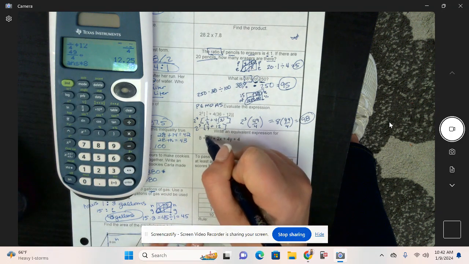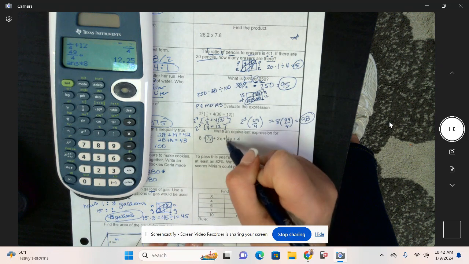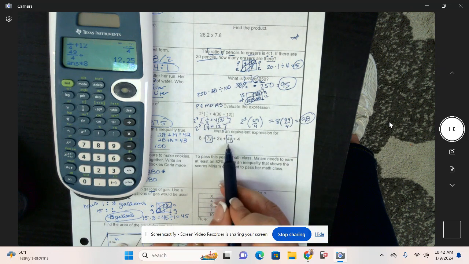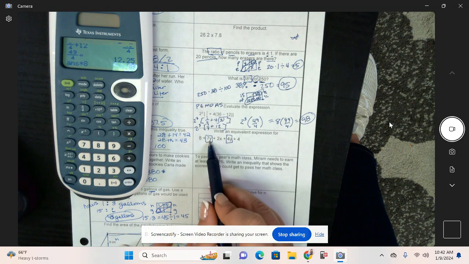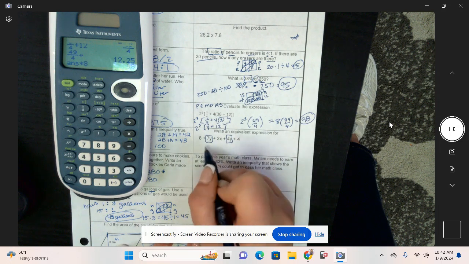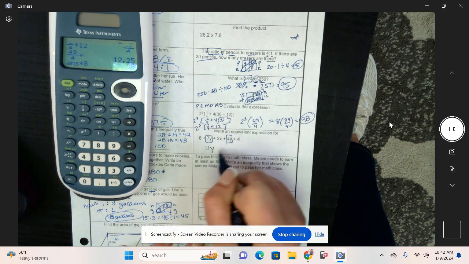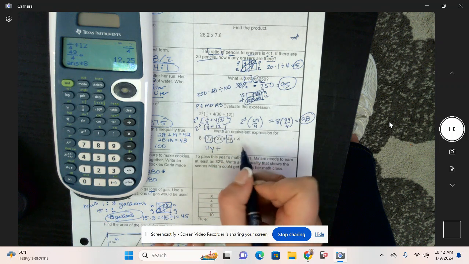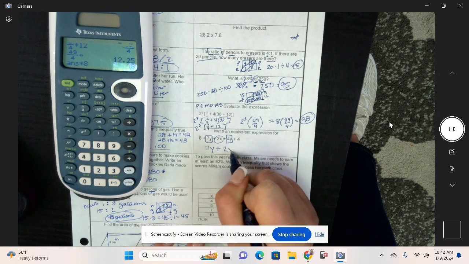So right here, I have 7y and I have 4y. Those two can be combined together because they are the same letter. It cannot include x because x represents a different number and those will not go together. So I can combine 7y plus 4y to give me 11y plus 2x. There's no other x's, so you have to leave it 2x.